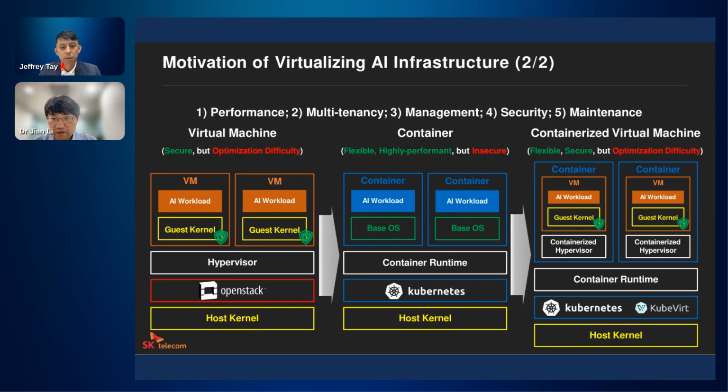This slide compares the three ways to partition AI resources: the traditional VM (virtual machine), the container, and the containerized VM, which we run at SKT with KubeVirt on top of Kubernetes. A virtual machine gives strong isolation, and each tenant has a guest kernel for specialized GPU drivers, but VMs are harder to optimize and orchestrate at scale.